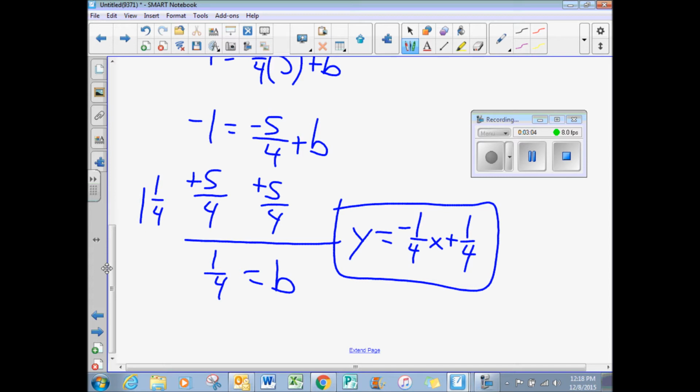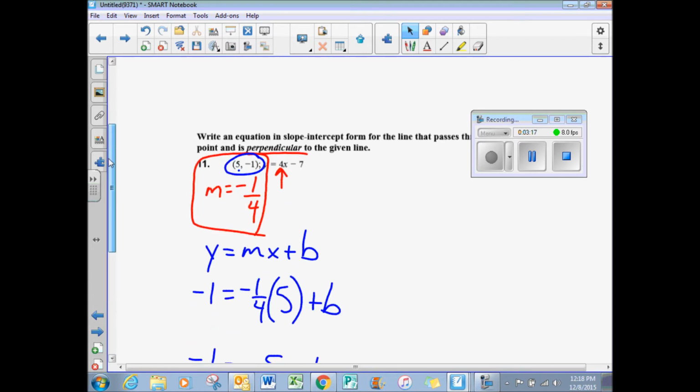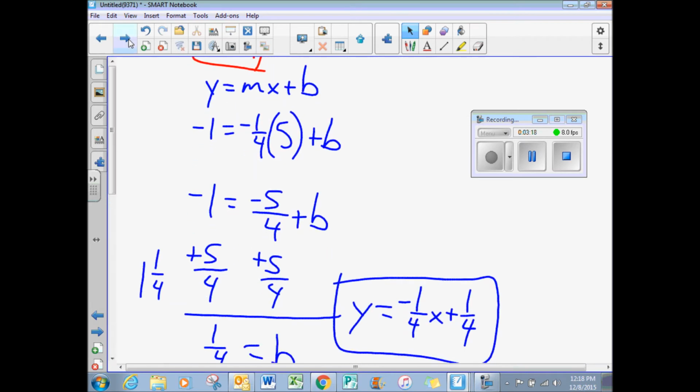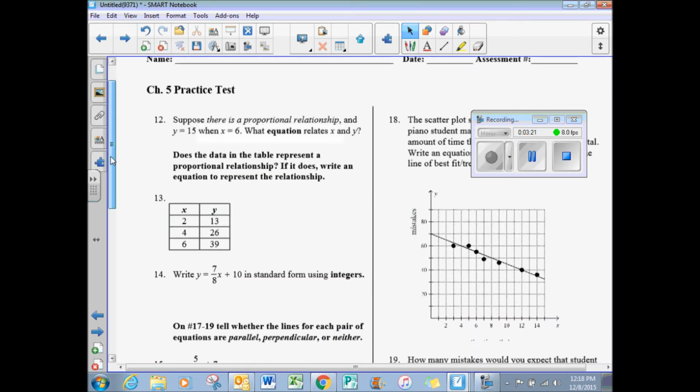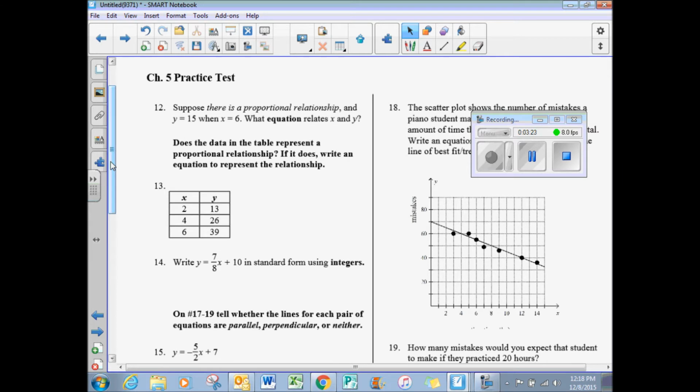So a lot of times, see, we learned this before we learned point slope, and now we have more options. So you just have to decide which one to use, and realize that you can use more than one option. And that's important. In math, that's a lot of what we do is we learn multiple ways, and then we get to pick the way that makes the most sense to us. Okay, moving on, number 12.